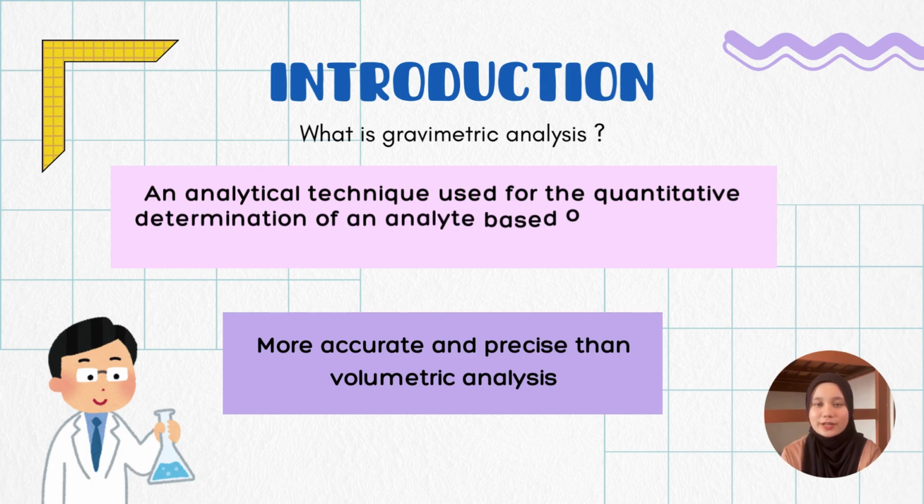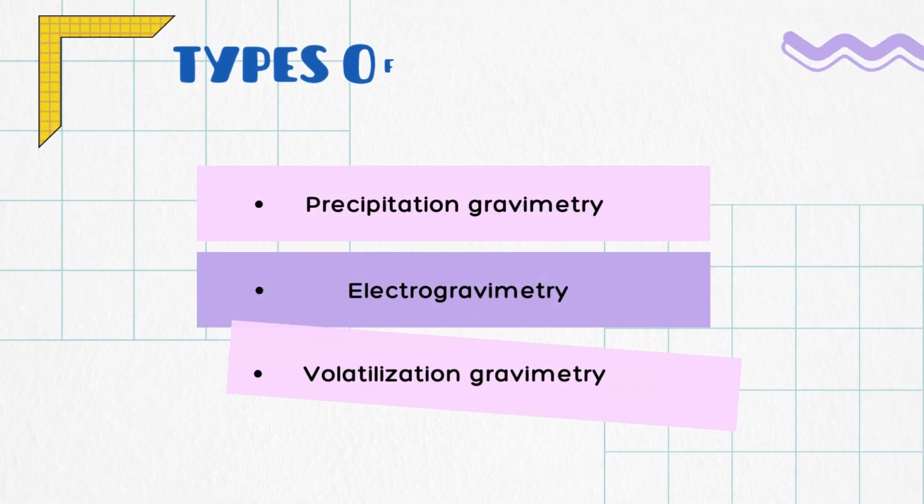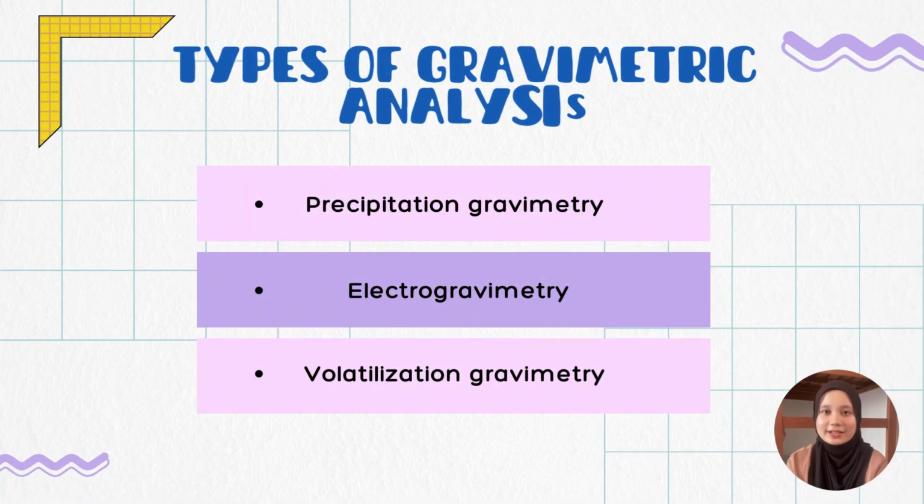What is gravimetric analysis? Gravimetric analysis is an analytical technique used for the quantitative determination of an analyte based on the mass of solid. So, we can easily measure the mass of the product. For your information, gravimetric analysis is potentially more accurate and precise than volumetric analysis. Besides, these are the types of gravimetric analysis.